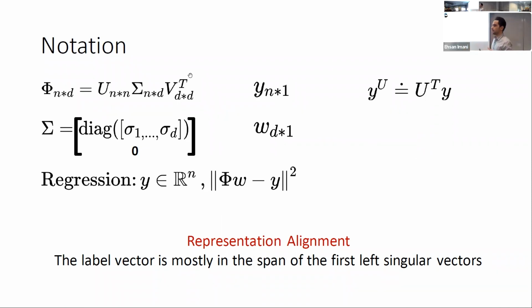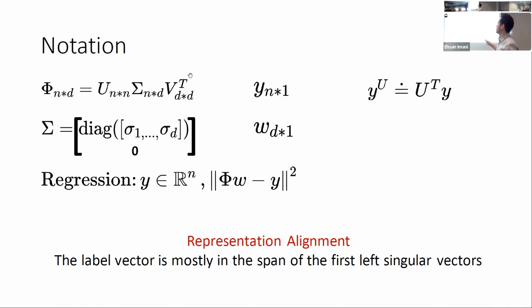U is n by n. Each column of it is called a left singular vector. V is d by d. Each column of it is called a right singular vector. And sigma looks like this. It has a diagonal matrix part at the top. Each element is a singular value that corresponds to one of your singular vectors, and it's sorted from the largest to smallest. And you have a block of zeros beneath it, assuming that you have more data points than features.